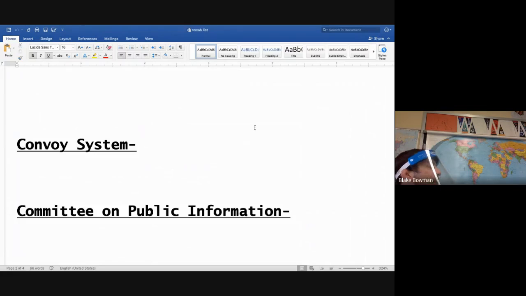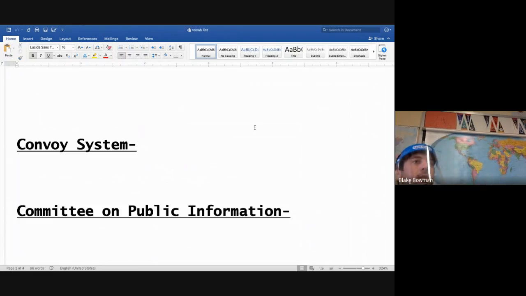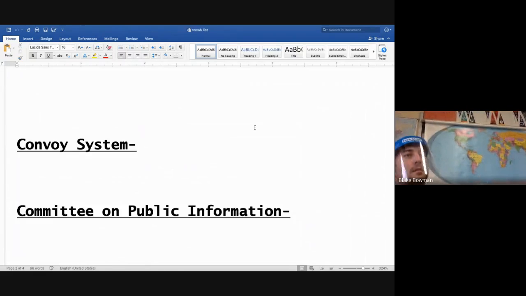All right, convoy system. What do we got? What is a convoy system? Cody, what do you have for that? A group of ships sewn together for protection, designed to protect cargo and passenger ships during wartime. Yeah, good job. Convoy system.